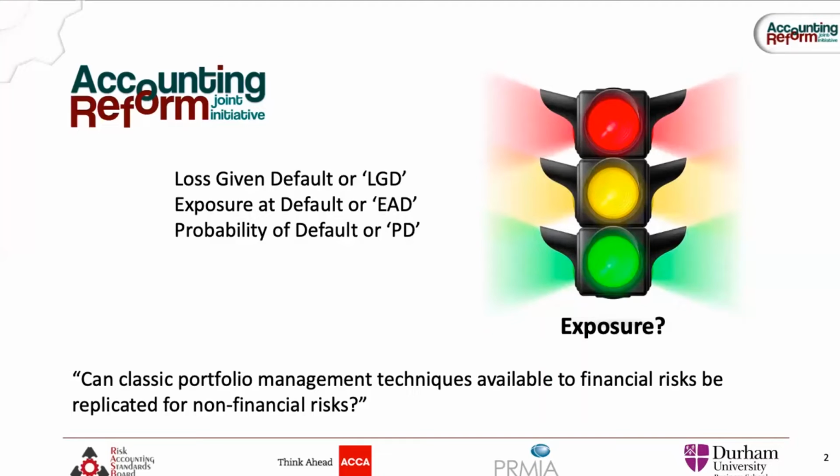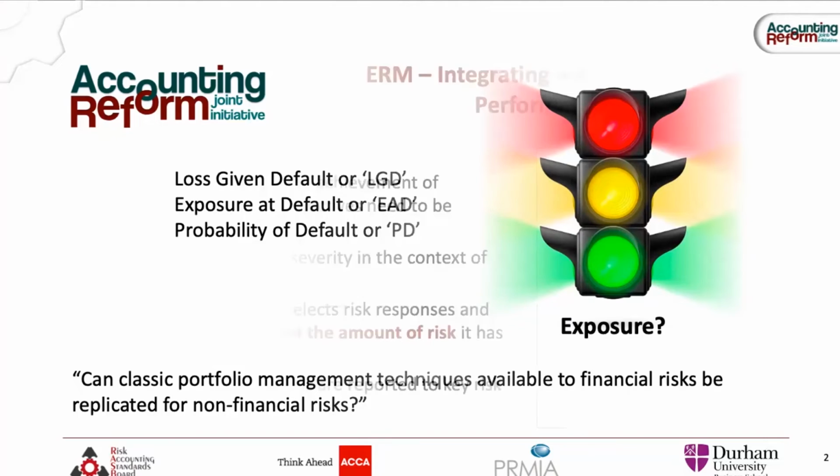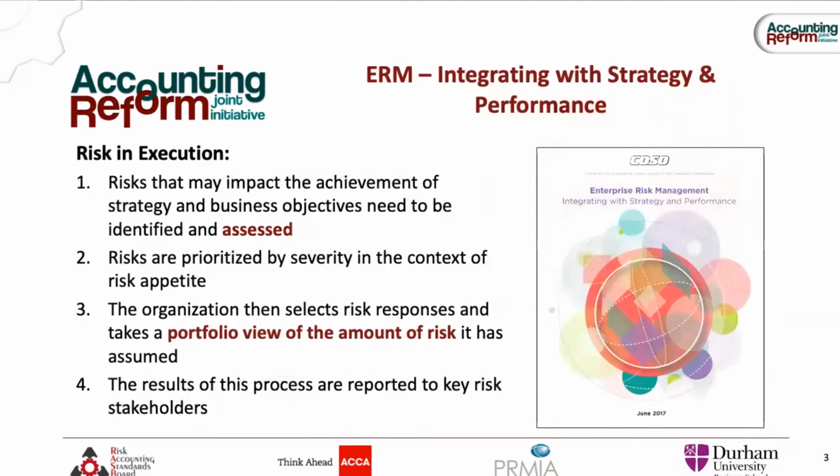But even though today there's no universally accepted method of quantifying exposures to non-financial risks, there is an expectation that organizations should provide a portfolio view of enterprise risks, which presumably includes all risks, both financial and non-financial. For example, here is an extract from a landmark 2017 COSO paper titled Enterprise Risk Management: Integrating with Strategy and Performance, that talks about risks in execution.